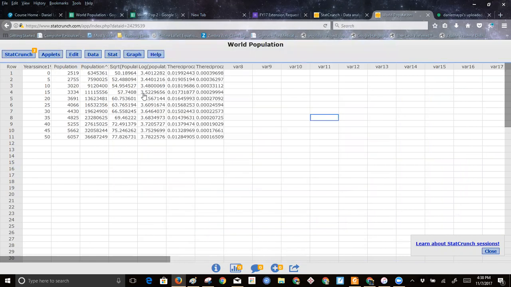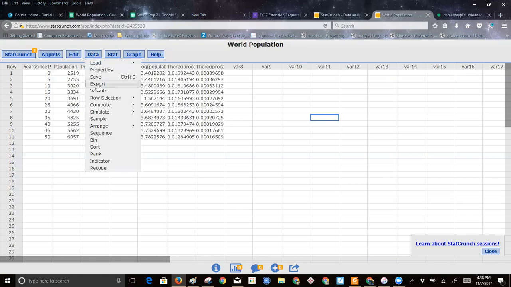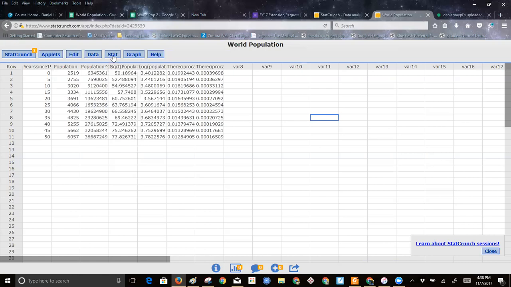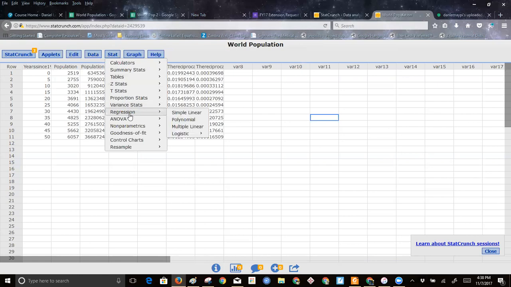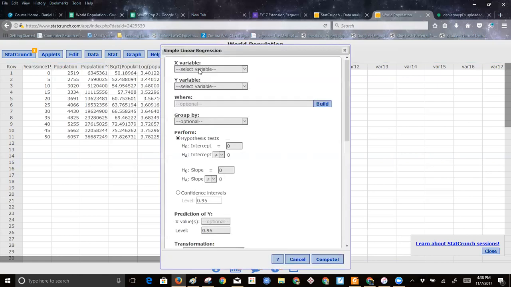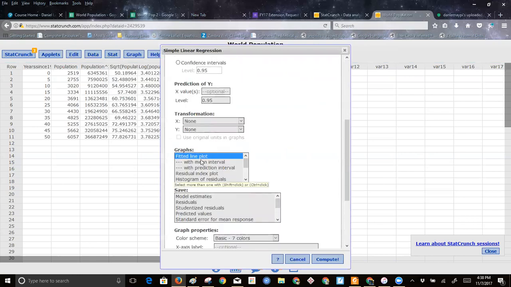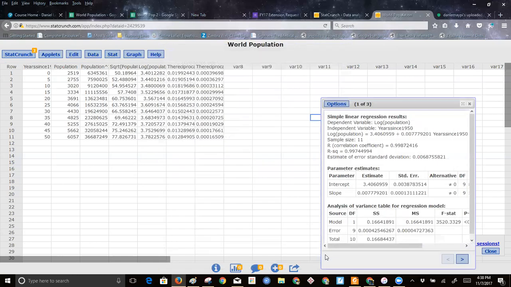So now let's try the years since 1950 and the log. That might kind of make sense since it is an exponential growth kind of model. So I'm going to do stat, regression, simple linear regression, 1950. I'm going to try the log of the population. And again, make sure the fitted line is graphed, and then the residuals. Let's see what this looks like.